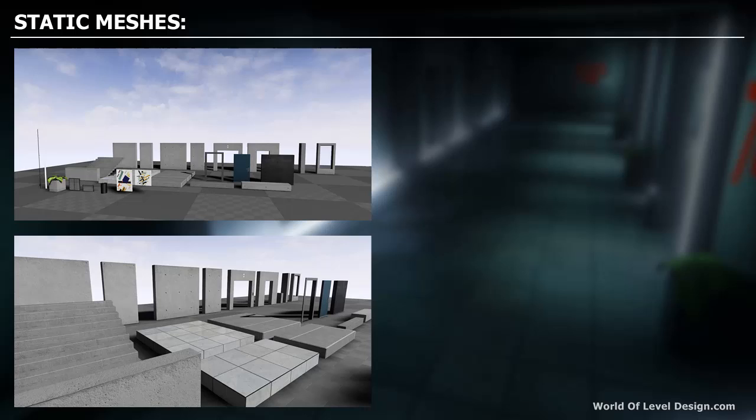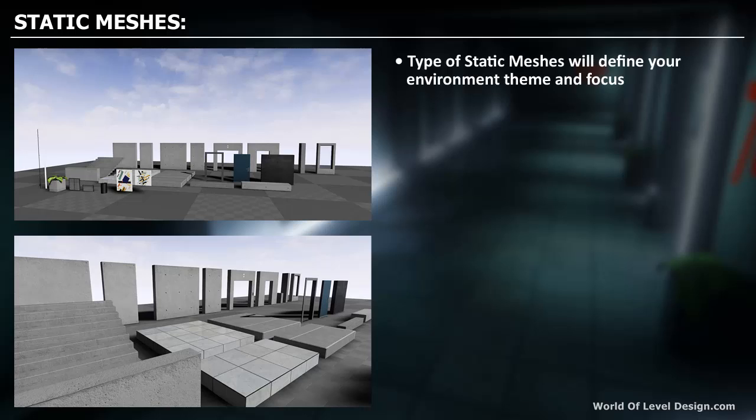A few notes on using static meshes, and this applies to any other project that you will work on in the future. The type of static meshes will always define your environment theme and focus. This means that if you want to create a specific environment, but you don't have the static meshes that support that theme, for example, if you want to create a fantasy theme environment, but your static meshes only include real-world architecture, you won't be able to create that environment.